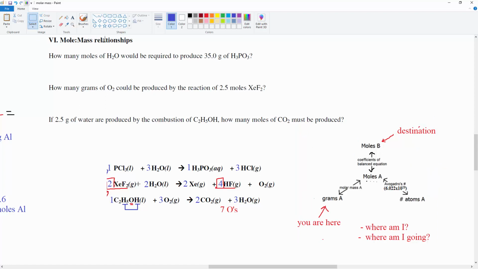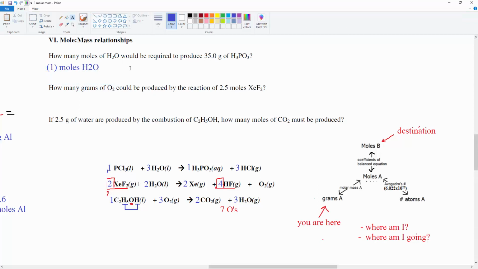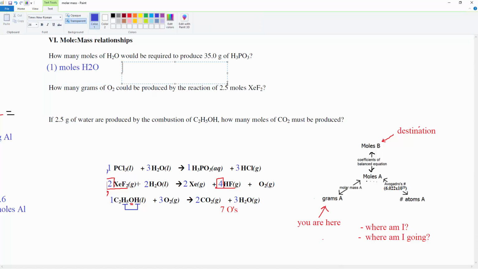Okay, all right, so for number one, we're given how many moles of water would be required to produce 35 grams of H3PO3. So we're going to start by saying what we want is moles H2O. You guys will want to practice. It'll be good for you to practice. But at the same time, if you use the roadmap, it'll help. You won't be quite as overwhelmed.